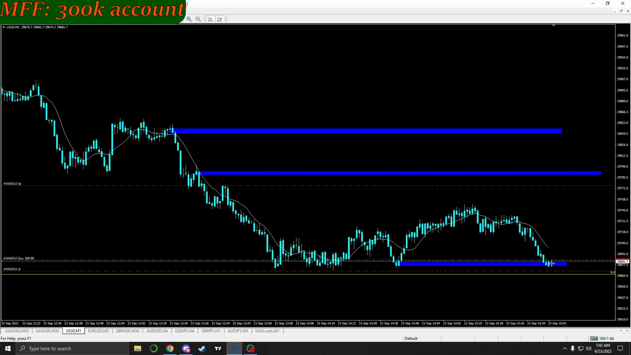Okay, a little bit of a rally here, but I'll be holding this trade for as long as I possibly can, hopefully trying to get to my first take profit. I'll come back when I have an update on the trade for you guys.